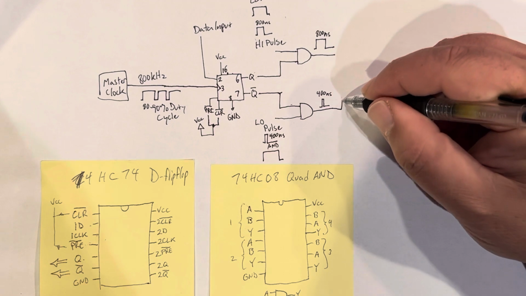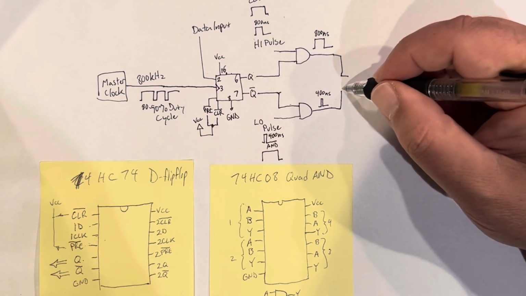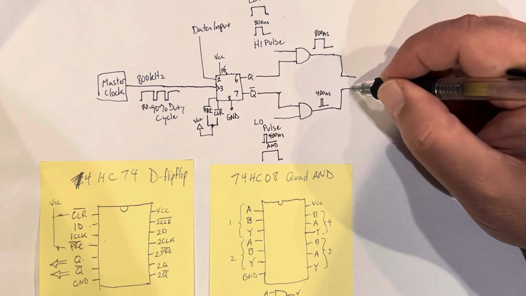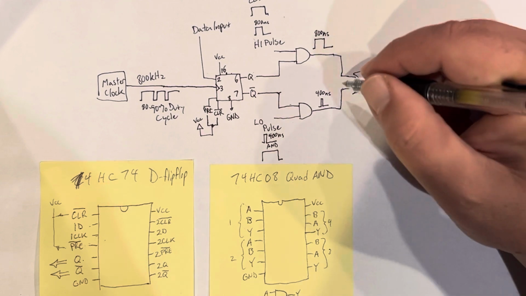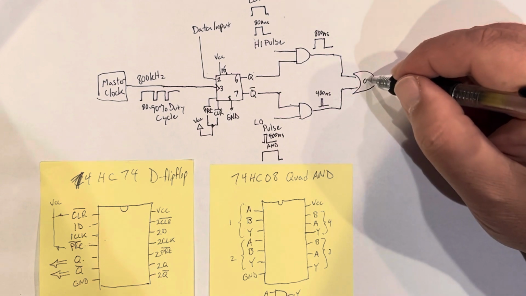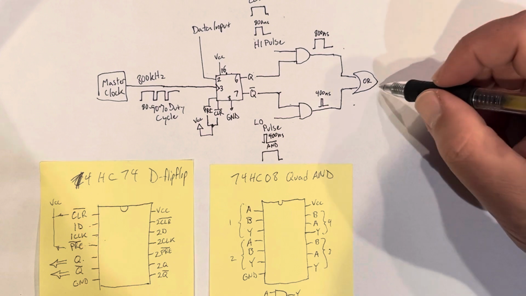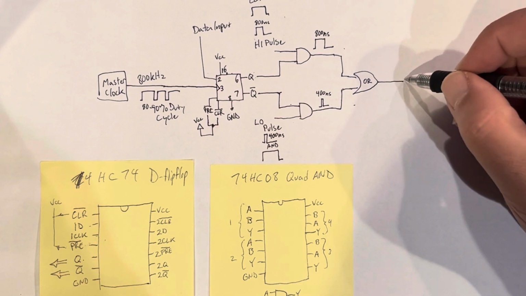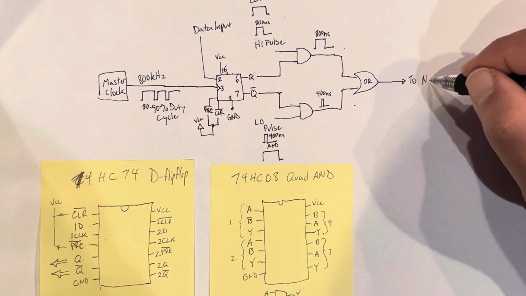So now, based on that, those get placed through an OR gate, and this is an OR gate. So either this or this go through, and that goes out to the neopixel strip.